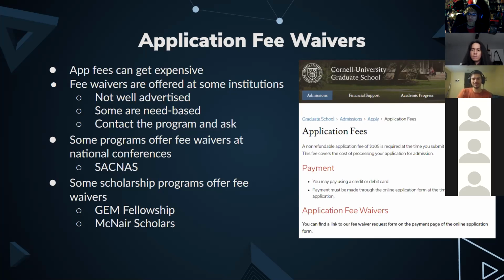Sorry, my internet connection is unstable, so if I'm sputtering, that might be why. If you can prove that you require a fee waiver on a need basis, the best way to find out about these application fee waivers is to contact the program specifically and ask, usually the person who's involved in graduate admissions, because they will be able to give you the information on how to apply for a fee waiver.